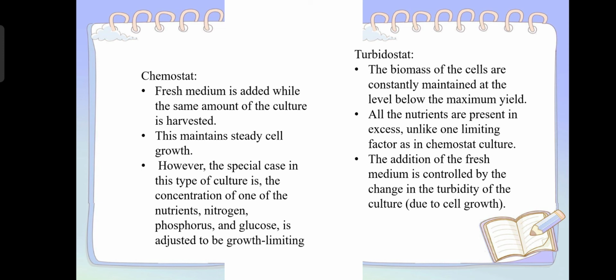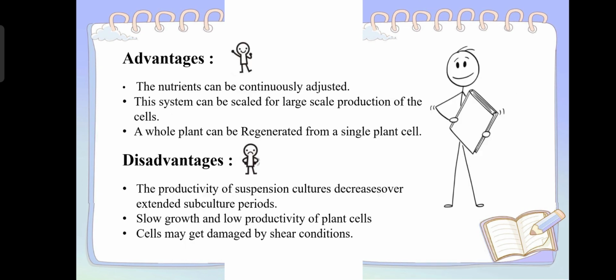Turbidostat. The biomass of the cells is constantly maintained at a level below the maximum yield. All the nutrients are present in excess, unlike the one limiting factor in chemostat culture. The addition of fresh medium is controlled by the change in the turbidity of the culture.